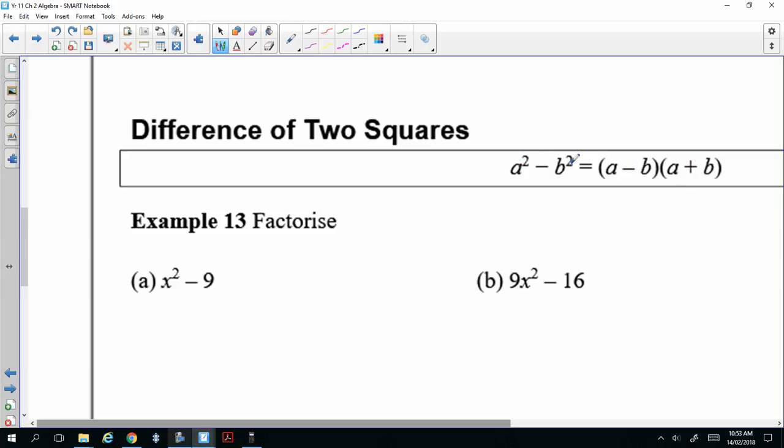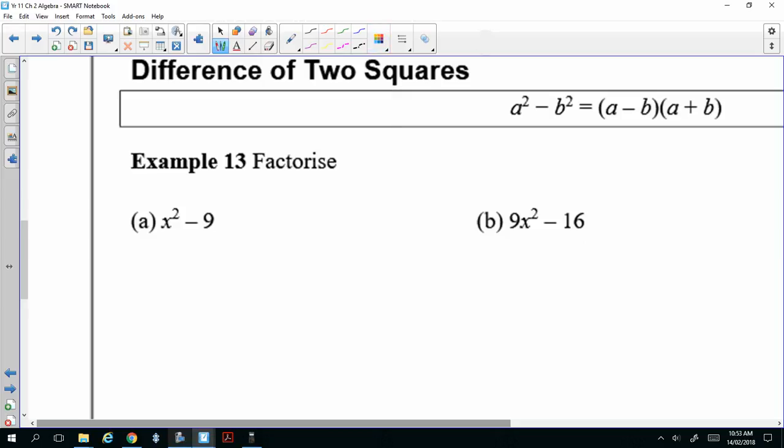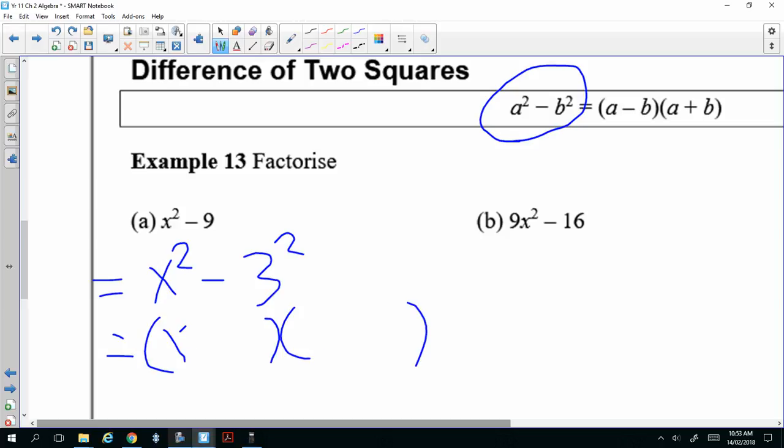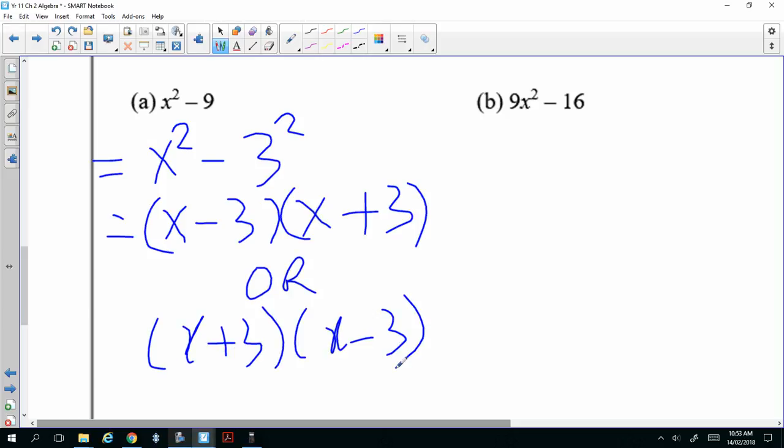Lots of things can be factorized using difference of two squares, because you can write that as x squared minus 3 squared is in this form, and then you can write in two brackets, one with the minus, one with the plus. Any question? This is the difference of two squares. It doesn't matter whether you write the minus first or the plus first, it's the same thing. You can still write x plus 3, then x minus 3. They're the same. They're both correct. Any questions?